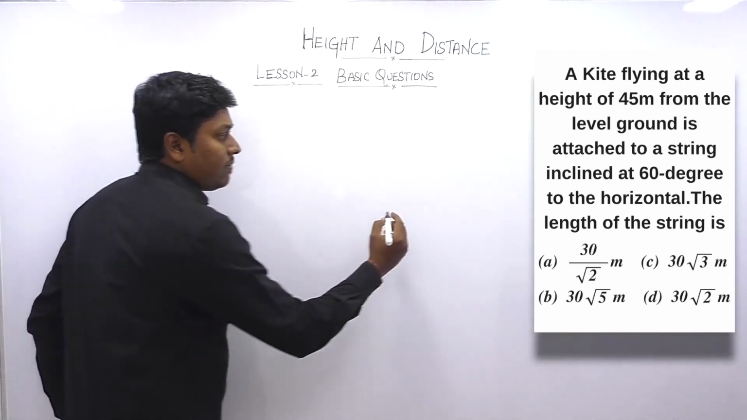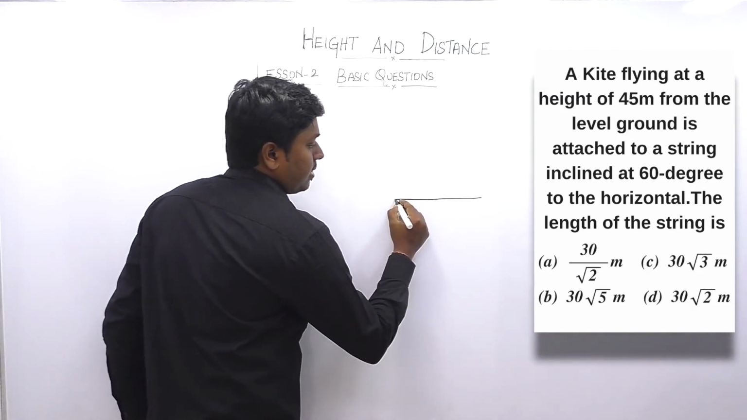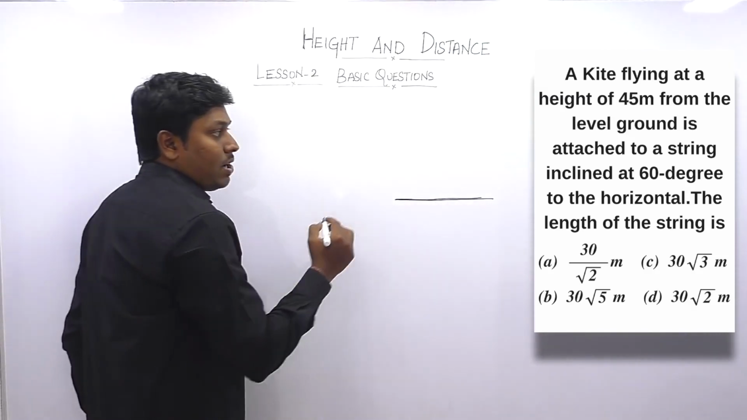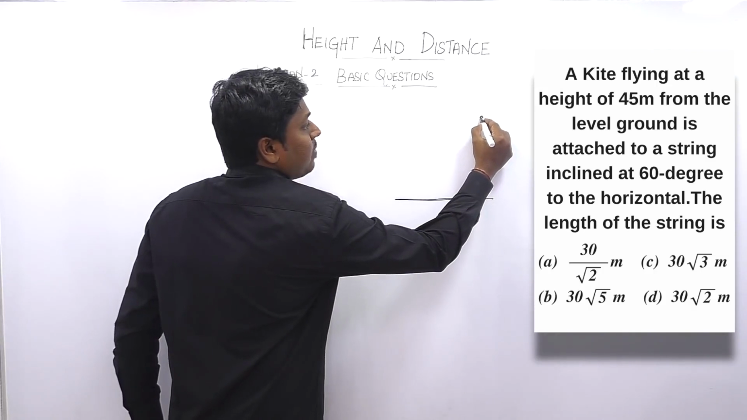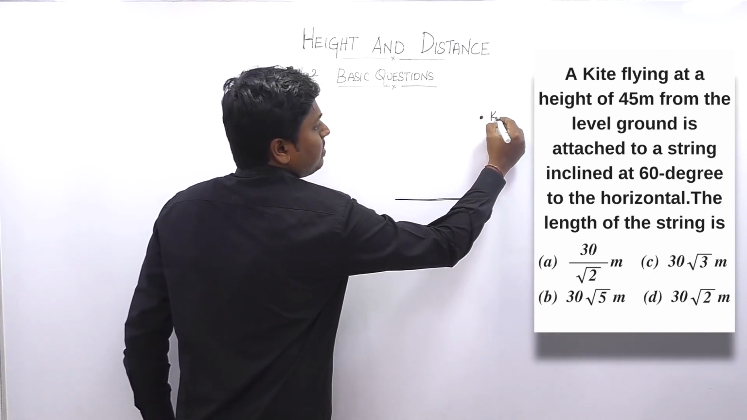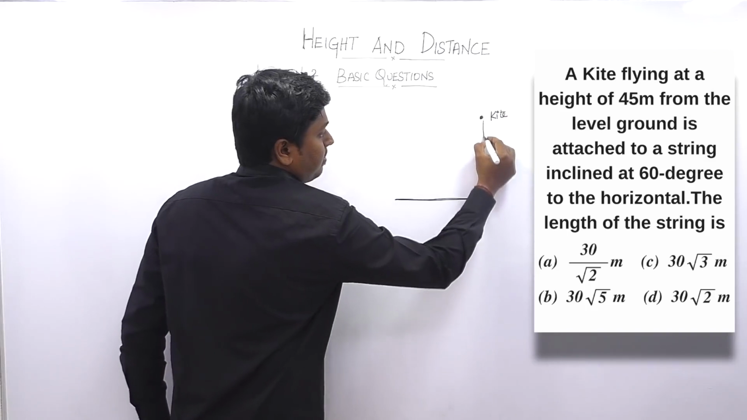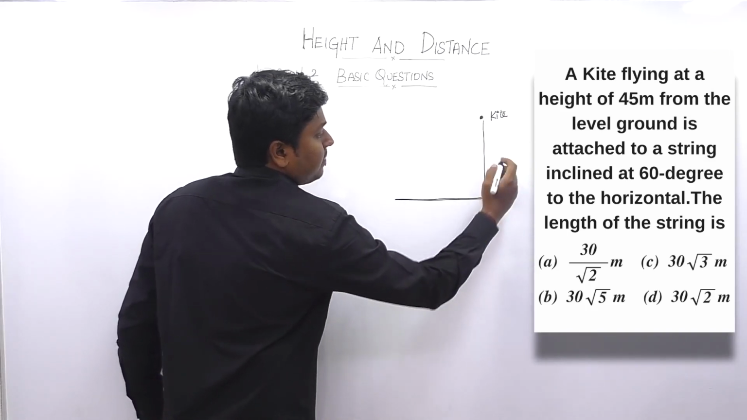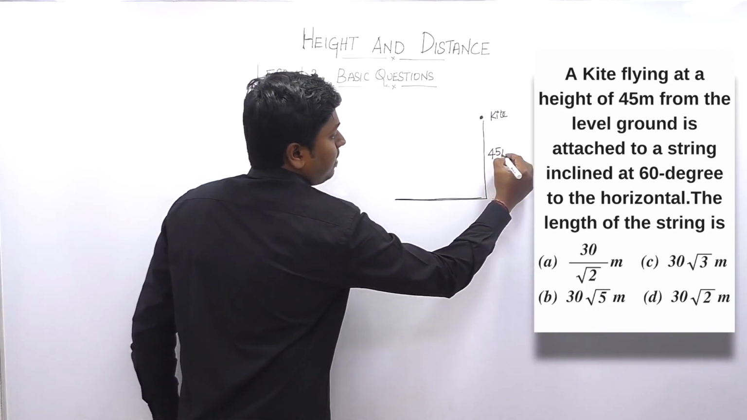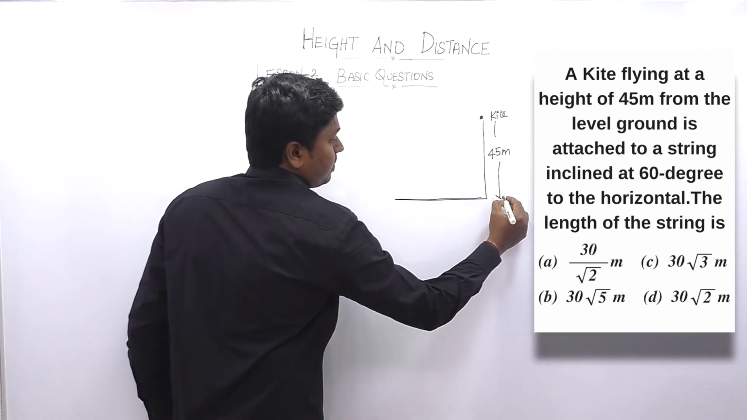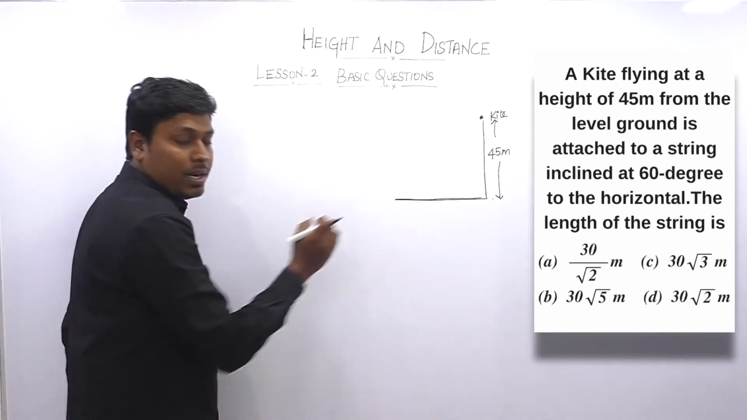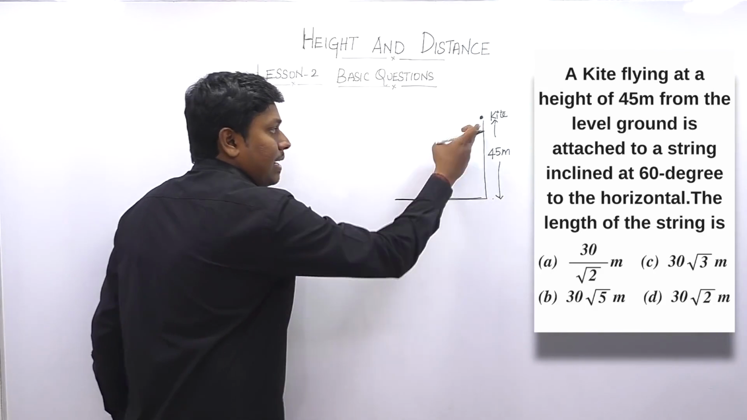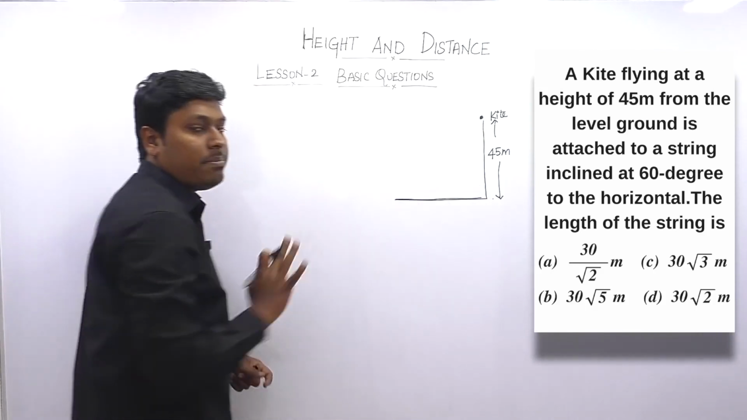So let me do one thing. We can keep this as the ground level. So this will be the ground, and now the kite is flying at a height of 45 meters. Let me assume that this is the kite, and from the ground level the kite is flying at a height of 45 meters. So friends, understood?